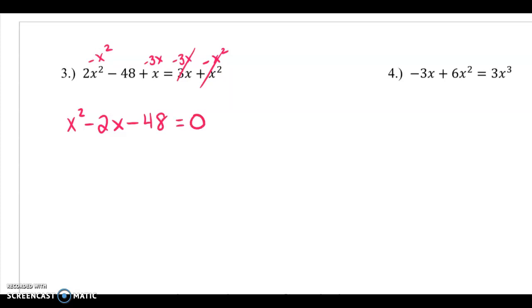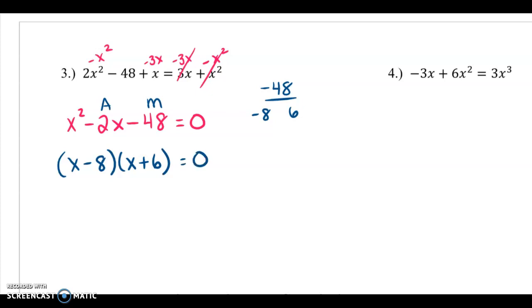I have a trinomial. There's no GCF. I have a trinomial, so I'm using add, multiply. So I need two numbers that multiply to -48 and add to -2. So those two numbers are going to be -8 and 6. Okay, so this factors into x minus 8, x plus 6.